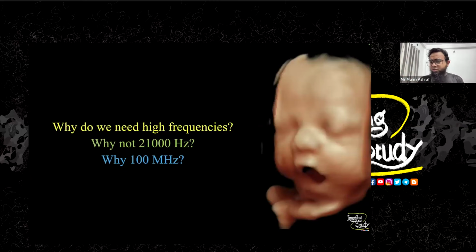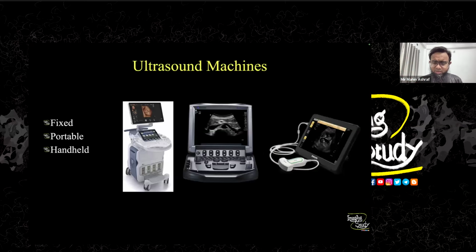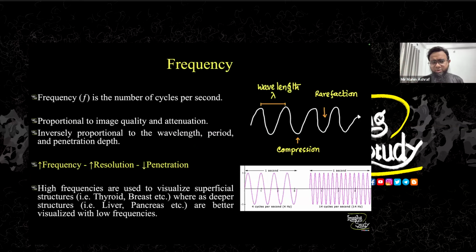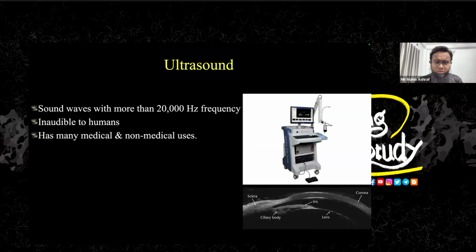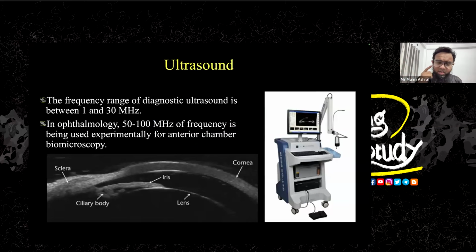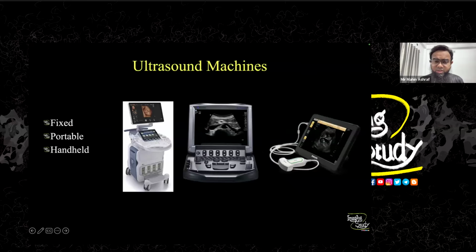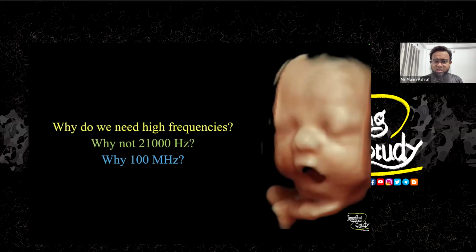So we'll talk about that a little bit later, but you already know that when we are using high frequency, we are getting better resolution, but the penetration is not very good. So when we're trying to see the eyes, actually the anterior chamber, even the cornea, we try to use the best high frequencies available. So that is the reason for using these high frequencies. And if you are using 21,000 hertz, okay, what do you want to see? You can't see anything there.